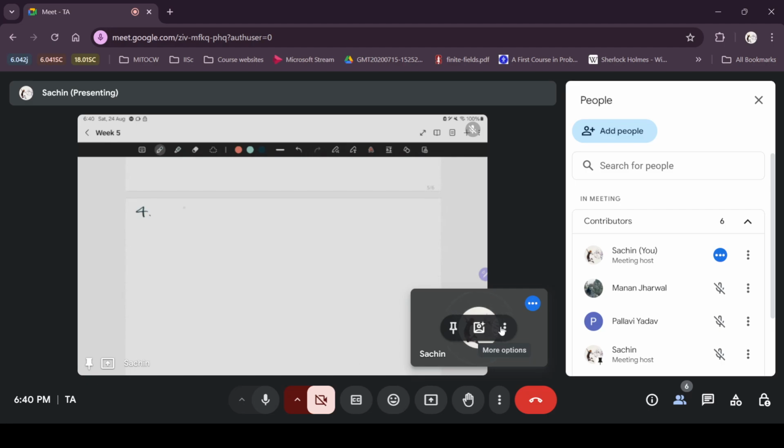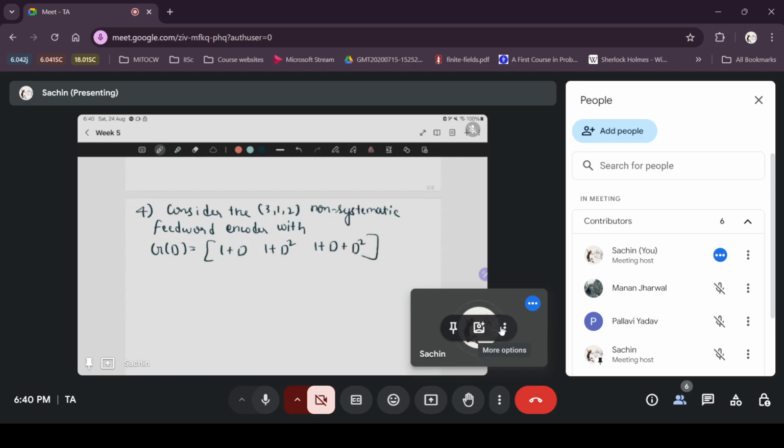Question 4. Consider the (3, 1, 2) non-systematic feed forward encoder with g of d equal to 1 plus d, 1 plus d square, 1 plus d plus d square.